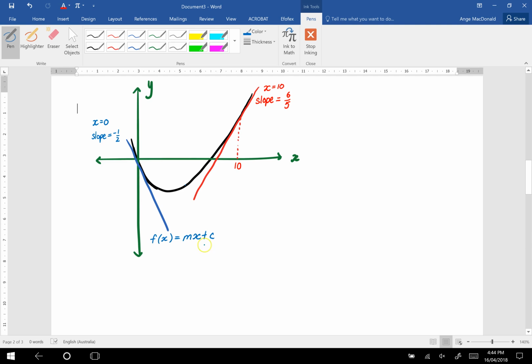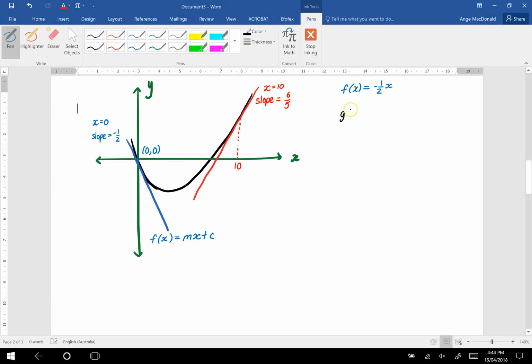Well, if we go back to f of x, because it's going through the origin here at 0, 0, we know that the y-intercept is also 0. We know that because the slope is minus a half, because that's the tangent at that point, this means we've just got minus a half x. So f of x is pretty much done and dusted. To get our quadratic, let's have a look at what information we have.